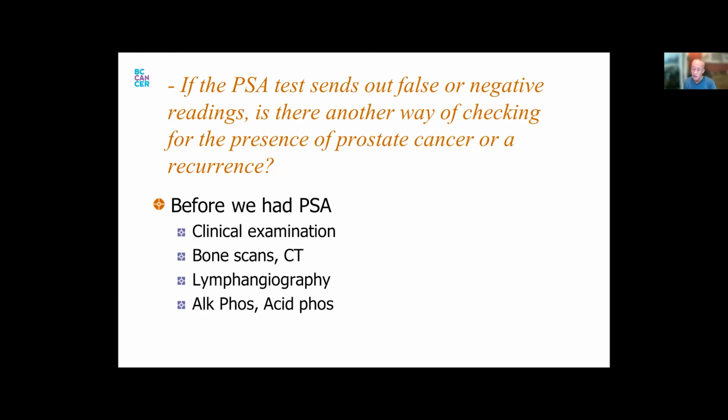There are also blood tests. Alkaline phosphatase is mainly produced by the liver, but it also can come from bone. And acid phosphatase is more specific to bone. And if you have a man with bone metastases from any cancer, actually, but particularly prostate cancer because of the way it irritates the bone, these two blood tests can be elevated.